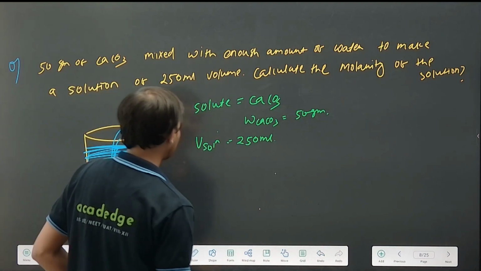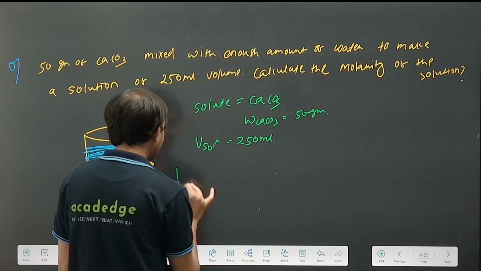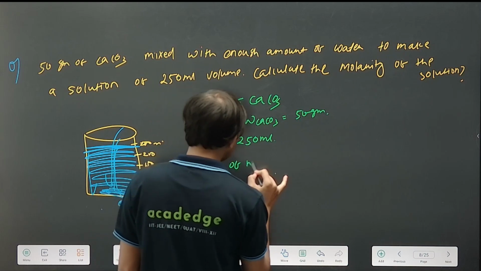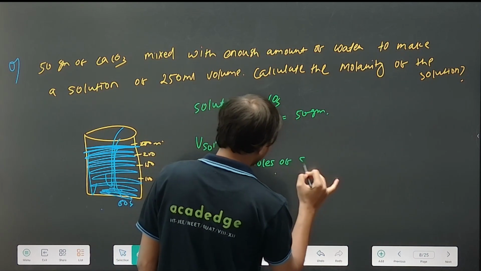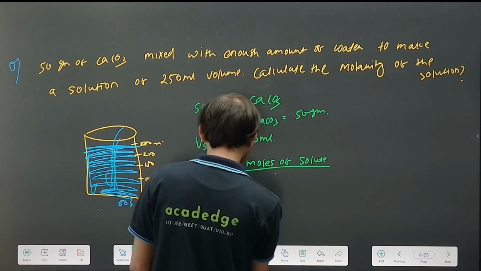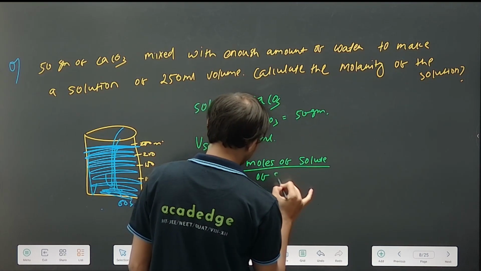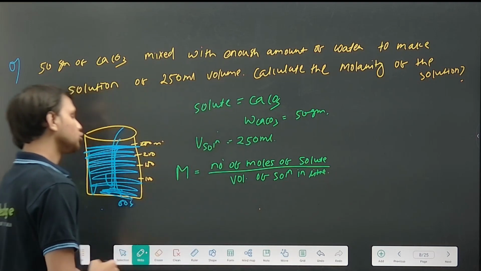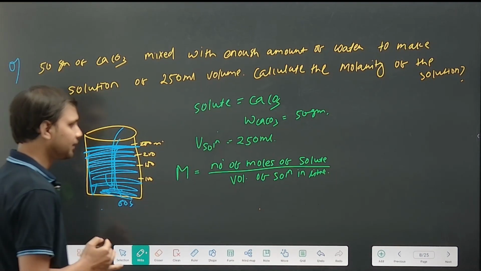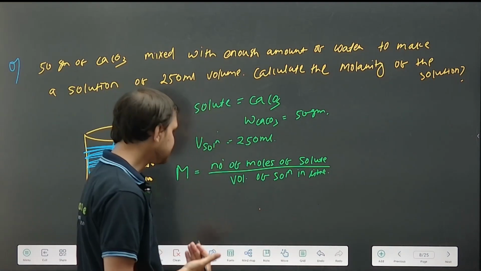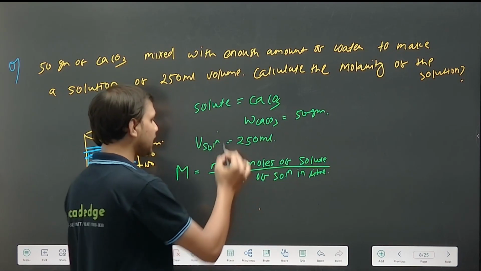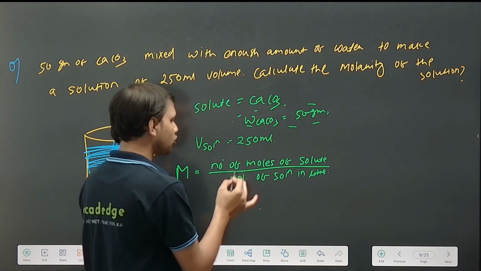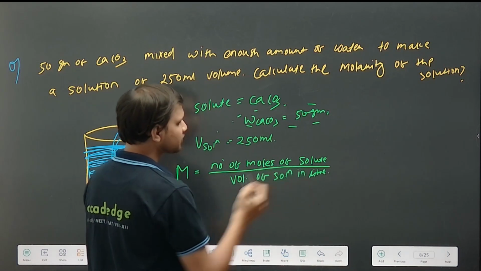Okay, so let's calculate the molarity. If we put the molarity formula over here, molarity equals the number of moles of solute by volume of solution in liter, isn't it? Okay, so in order to find the molarity, what are the things I need? That is the number of moles of solute. So first I need to find the number of moles of CaCO3, isn't it? And for the denominator, I have to find the volume of solution in liter.